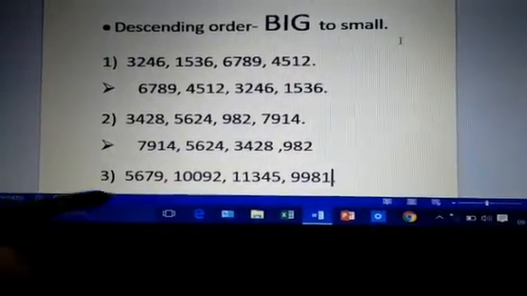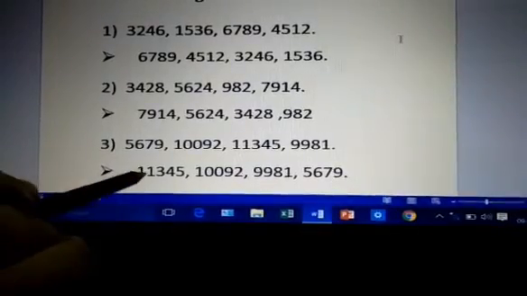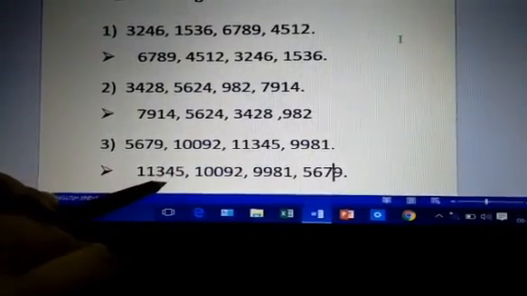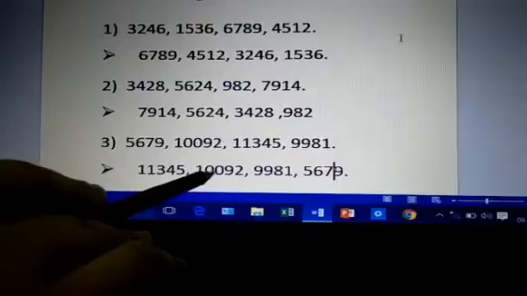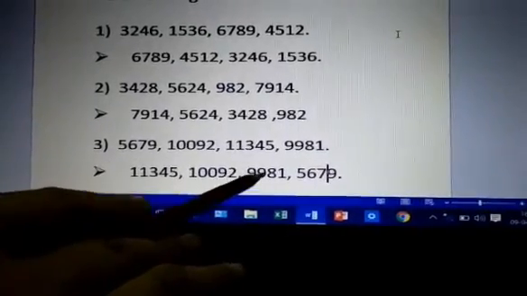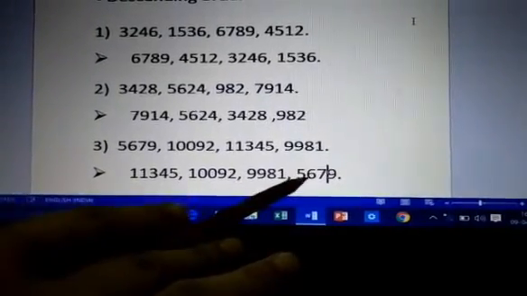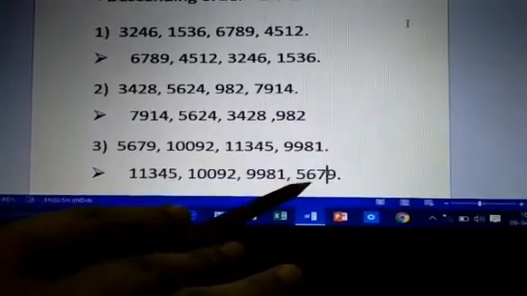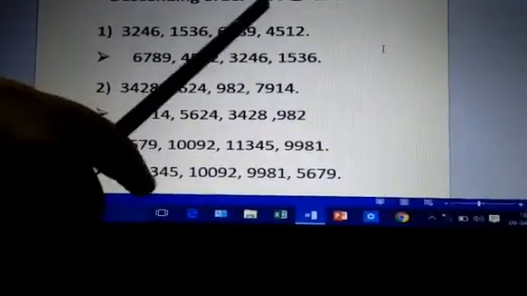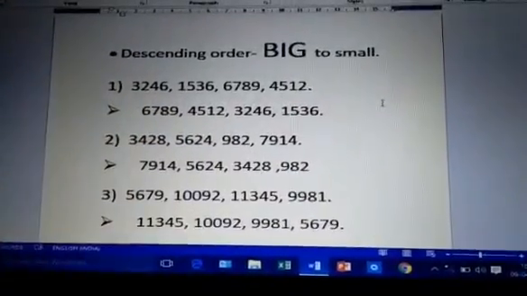Let us check our answer. Oh yes, our answer is right. 11,345, 10,092, 9,981, 5,679. So this is how you are going to arrange the numbers from big to small.